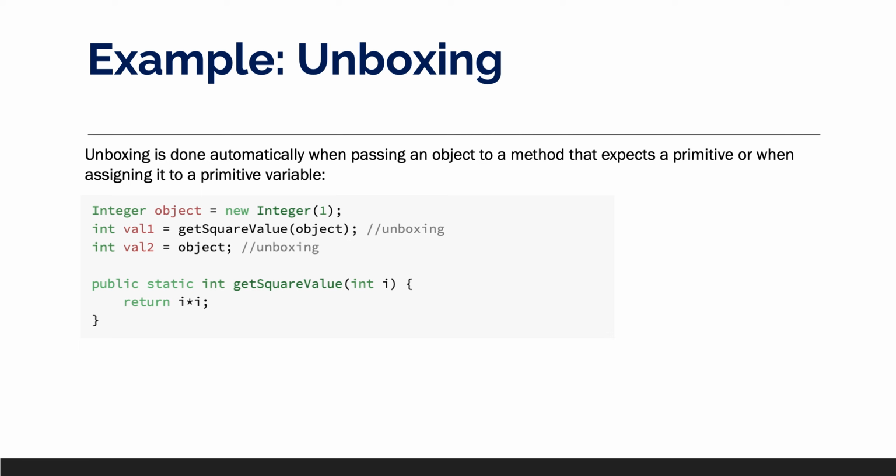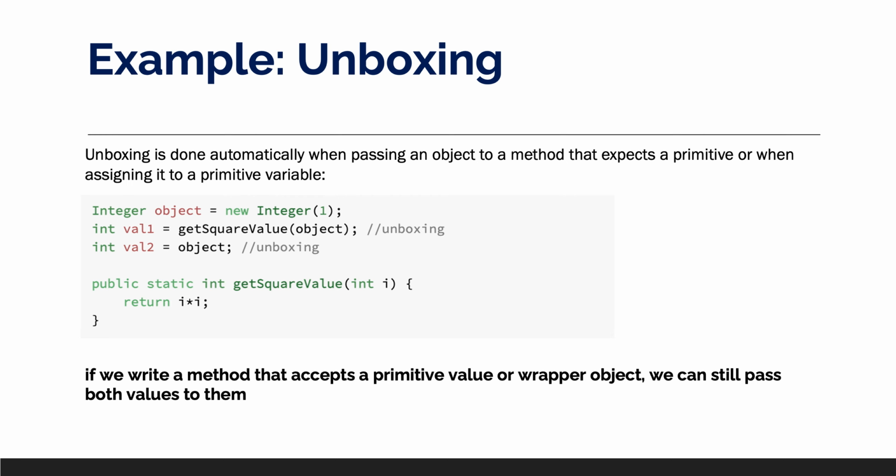One way is, let's say we have a method that is expecting some primitive type. Since it is expecting a primitive data type, if you pass a wrapper type object, then Java will automatically do unboxing here, and based on the calculation it will return the primitive data type. Or we can directly assign this wrapper object to a primitive variable. Here also Java will do unboxing. So if we write a method that accepts a primitive value or a wrapper object, we can still pass both values to them.